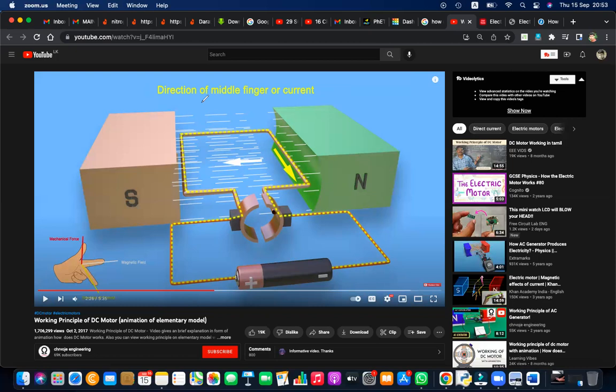Okay, can you give me a suggestion? I want to turn this motor otherwise, counterclockwise.